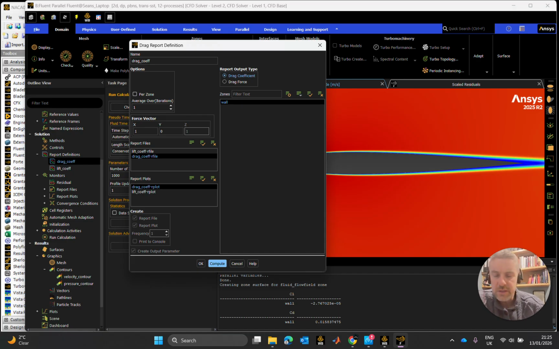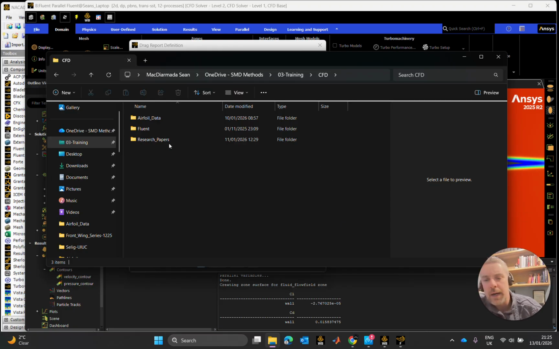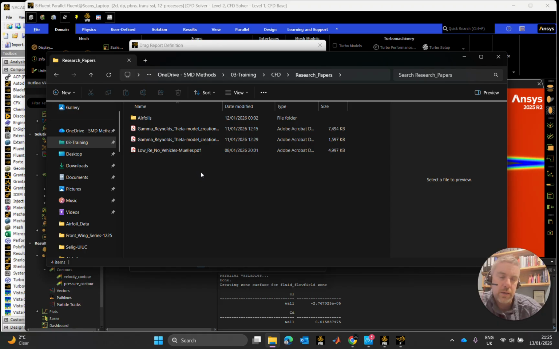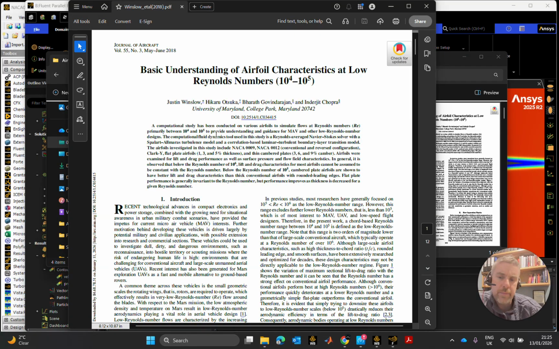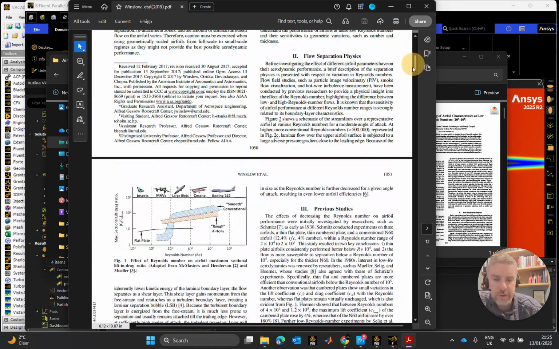Now, this is where I can go into experimental data, and I can try to find out what other people have found, or what experiments have found, or what other people who carried out CFD evaluations have got, and have they corroborated their results against experimental data. So within the airfoils here, I'm going to look at Winslow's paper. Winslow did carry out evaluations on the NACA 0009 airfoil at low Reynolds numbers, which is, as we can see here, between 10,000 and 100,000. We are firmly between the two of them at 50,000.